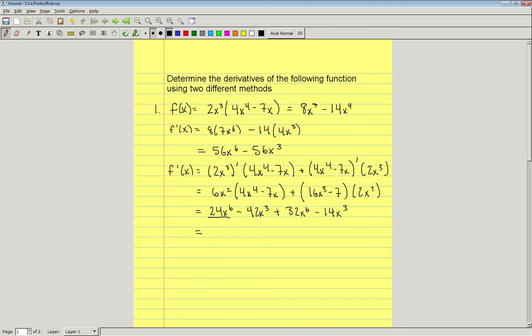We see we have a pair of like terms here and a pair of like terms here. 24 plus 32 is 56, x to the 6th, and then minus 42 minus 14, which is also 56. So we see that our two answers match, so if we have the product of two polynomials, we can choose to either multiply them out and then use the power rule to solve the problem, or we can use the product rule.